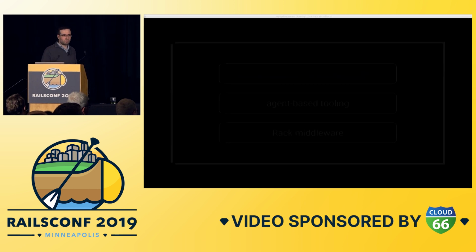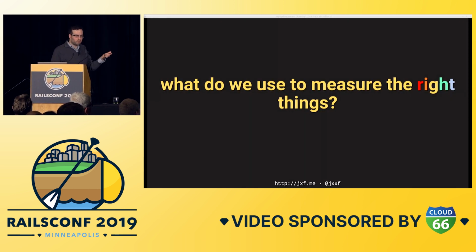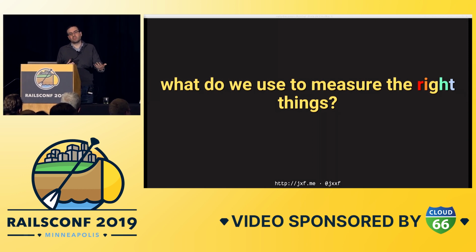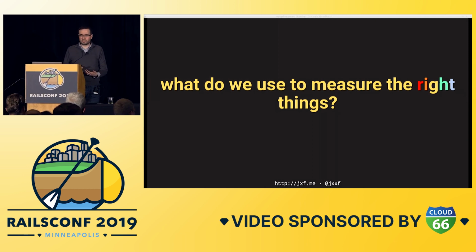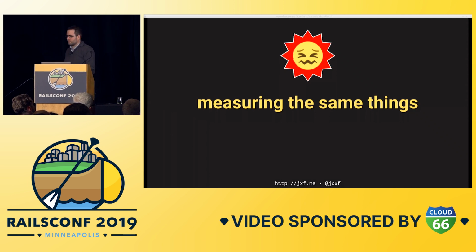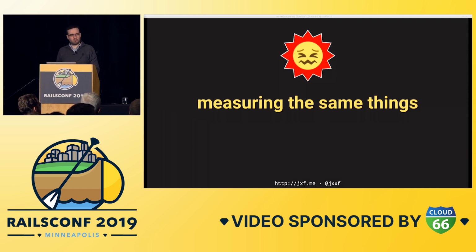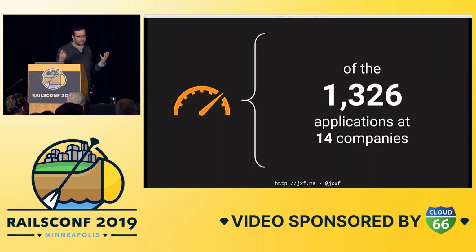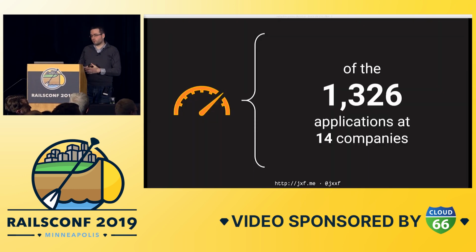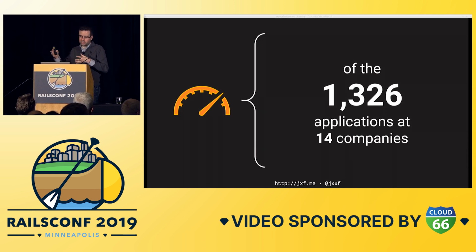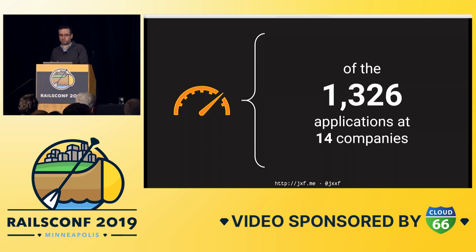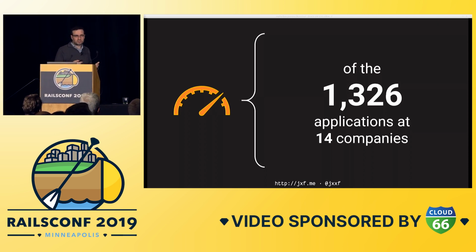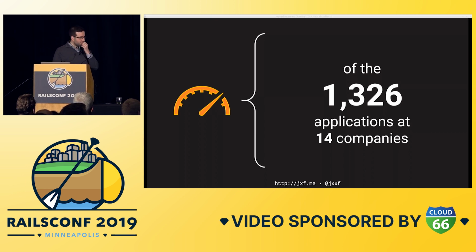Now there's another question: what do we use to measure those things? Even if we agree about what we could measure, how do we go about measuring it? What tools should we use? And there's another problem: we are often faced with measuring the same things for applications that are not really the same as each other. Just as one data point, across the companies I've been working with over the past year or so, most of which are Fortune 500 companies, of this sample size I'm going to talk about, that's 1,326 applications, about 10% of those were Rails apps, so about 130.